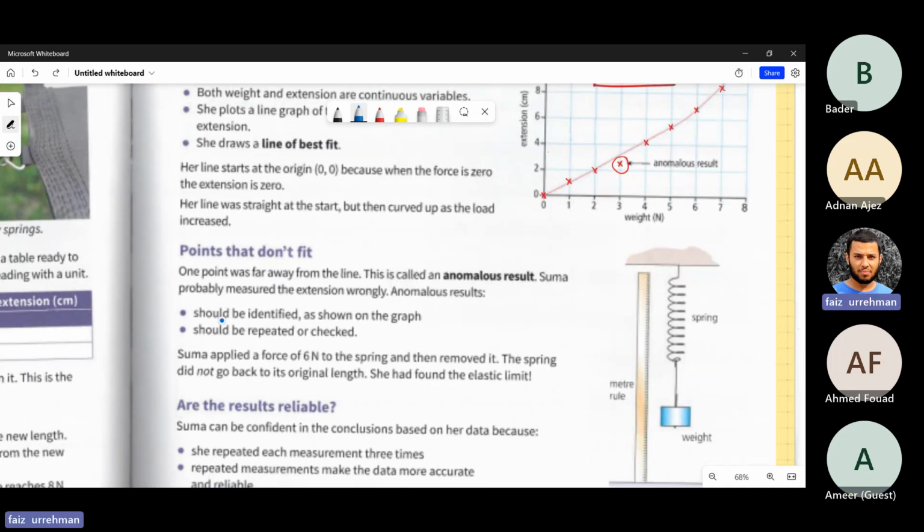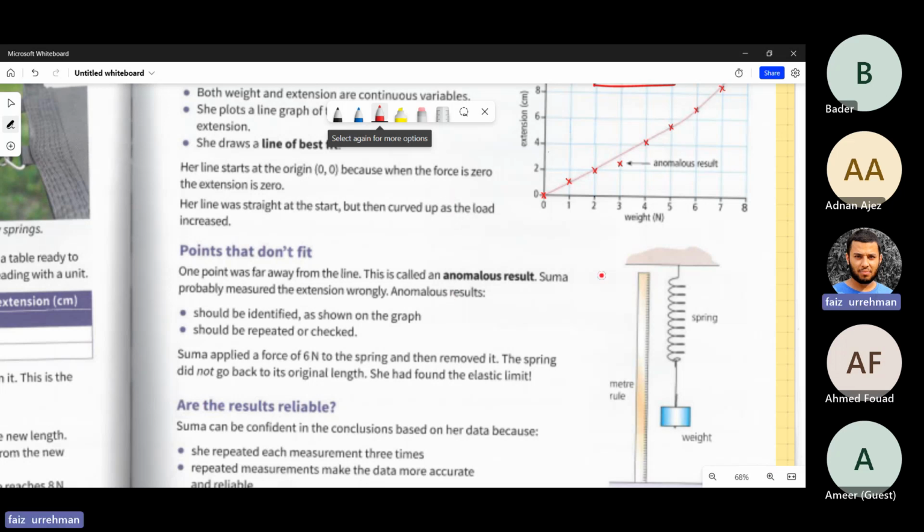Okay. So what should we do with these strange answers? They should be identified first and then checked again, or checked to see why the mistake happened. Maybe because of human error, or maybe machine error, or maybe the 3 Newton weight was not actually 3 Newton. Maybe it was more, meaning maybe the problem is in the weight that you are hanging. Okay, so you have to figure out, or maybe you didn't measure at the perfect spot, or not a good enough spot.